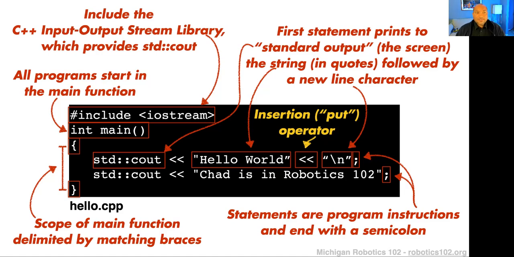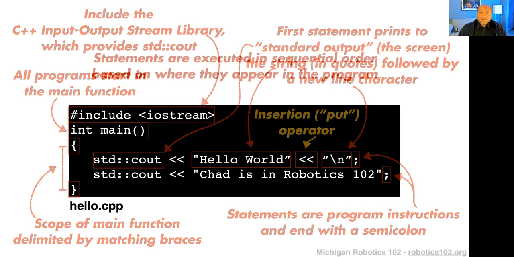To make sure that we have access to standard out, we also have to include the C++ input output stream library. This include statement, so pound include, and then the name of the library enclosed in markers, says which library we should include. This library includes the standard output stream that allows us to print to the screen. And so this really is the breakdown of our hello world.